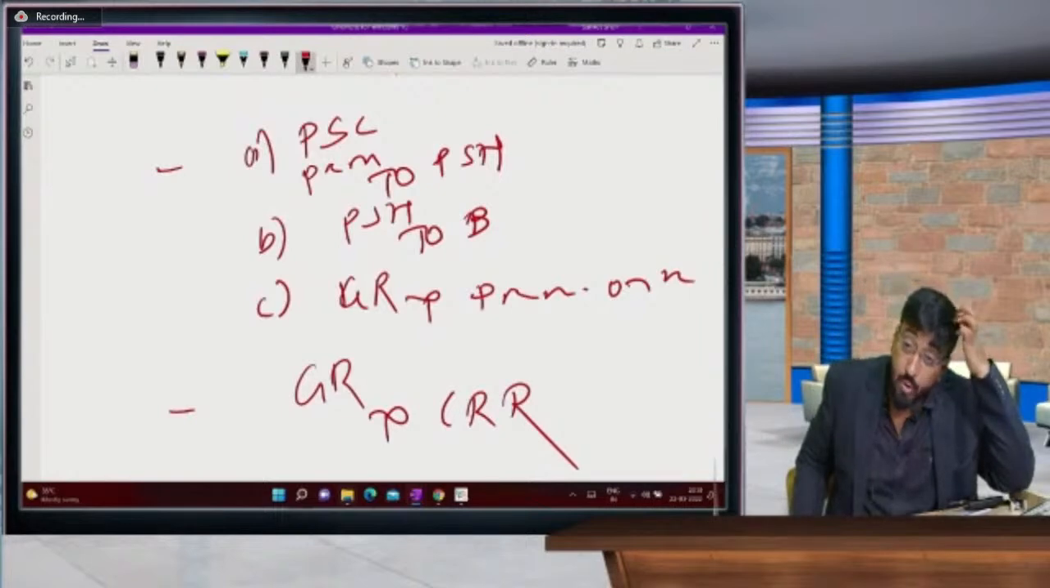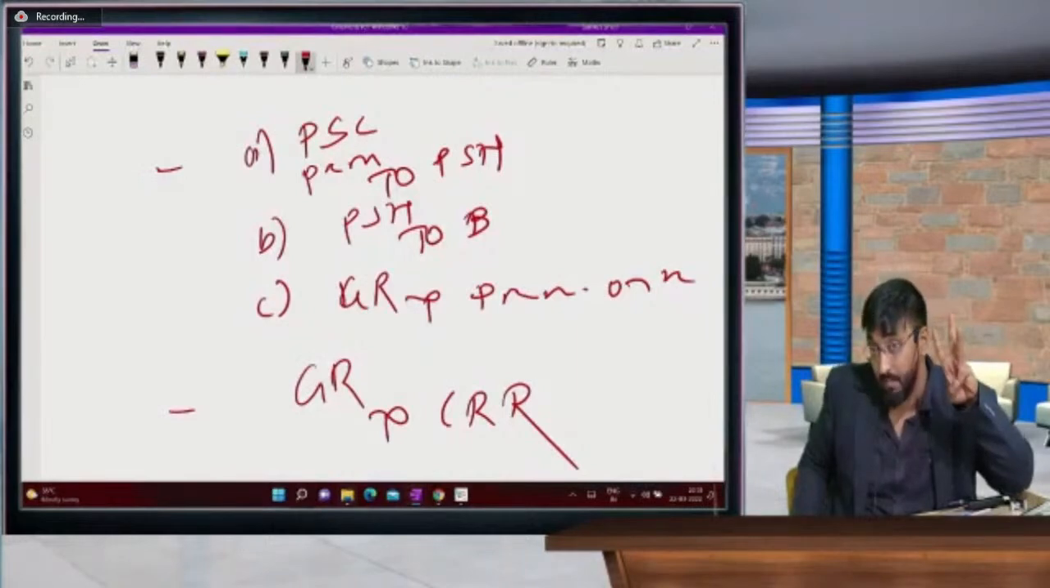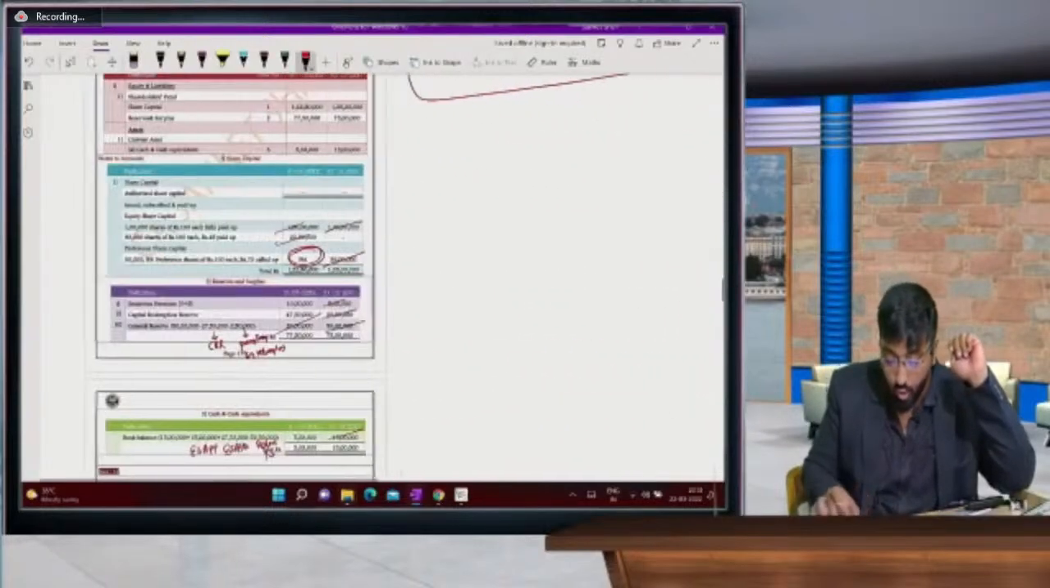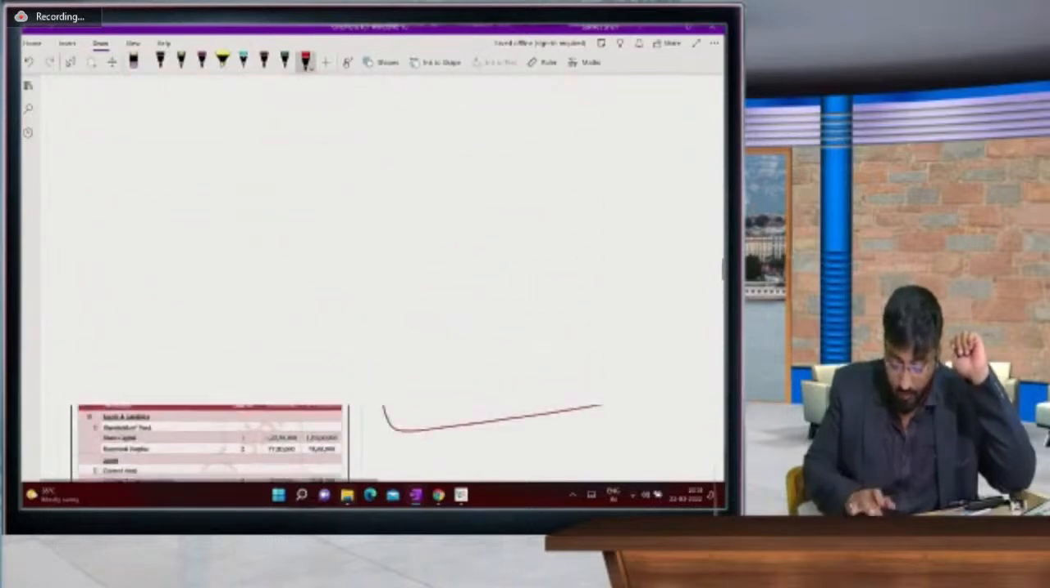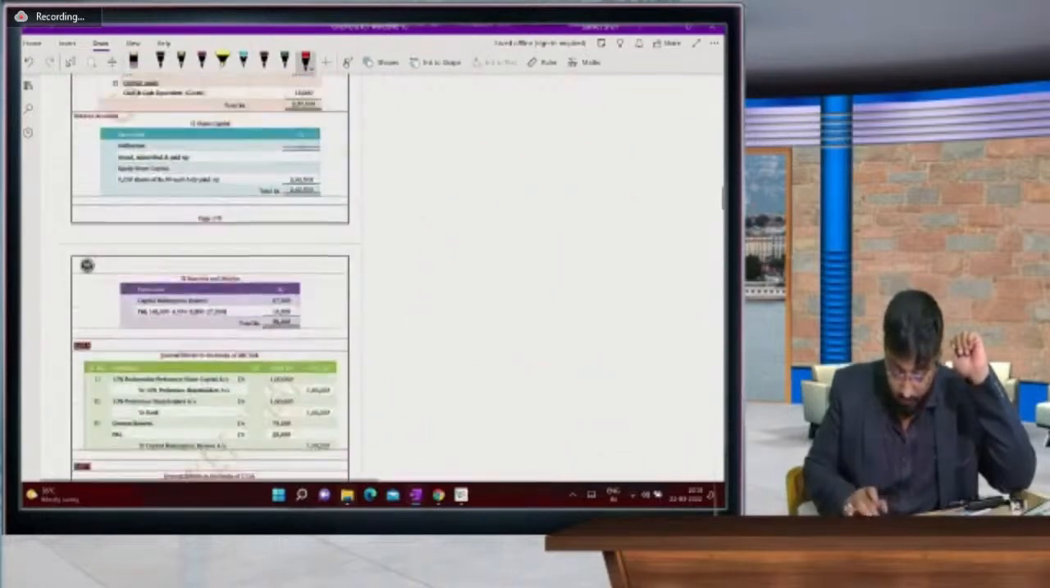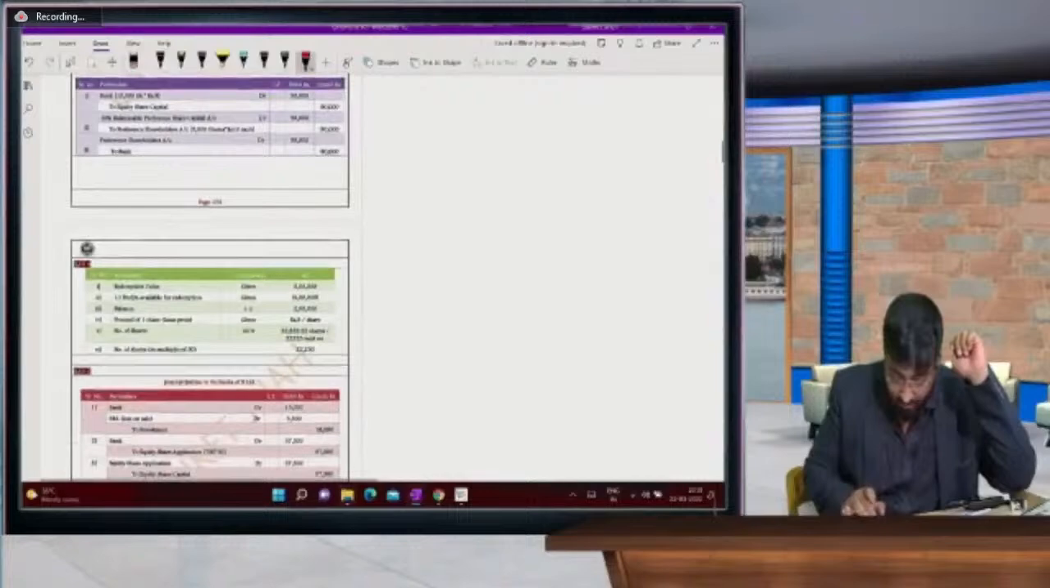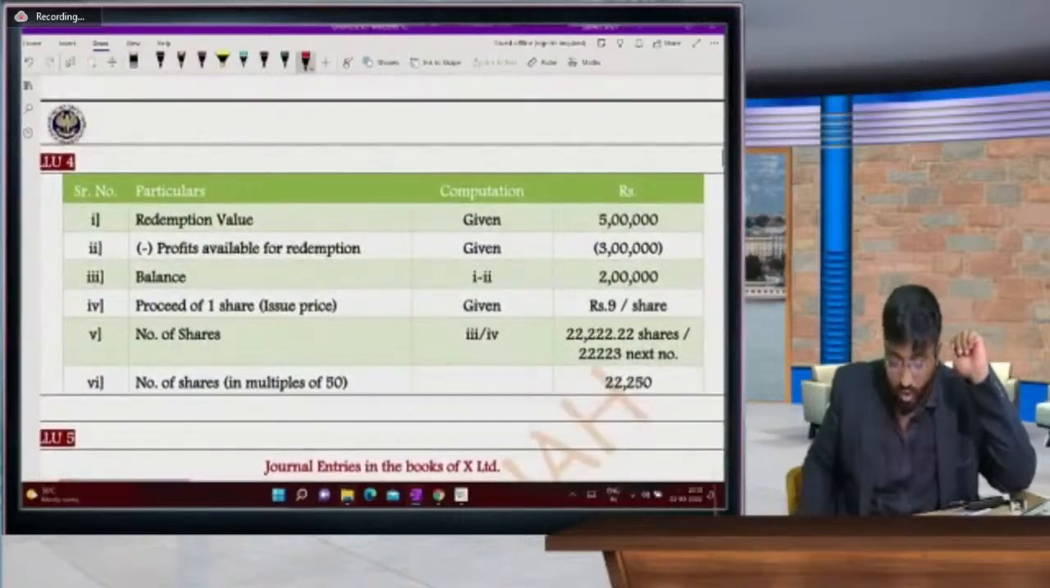See beta, you must solve all these problems once again, minimum 3 times. So we have completed all concepts in detail. Now it's your turn. Yes, I just forgot to show you the illustration number 4 presentation, so you can take a screenshot of 4.